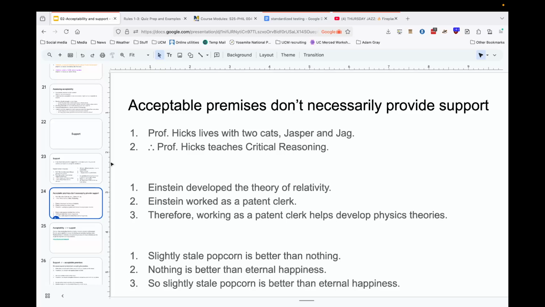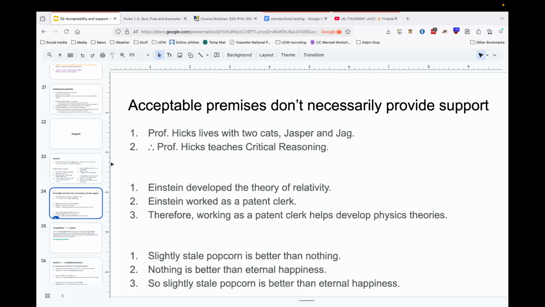Here's another one. Einstein developed the theory of relativity. Einstein worked as a patent clerk. Therefore, working as a patent clerk helps develop physics theories. Both of these premises are acceptable if you know anything about the biography of Albert Einstein. These premises are acceptable, but they don't provide support for this conclusion that working as a patent clerk helps you develop physics theories.